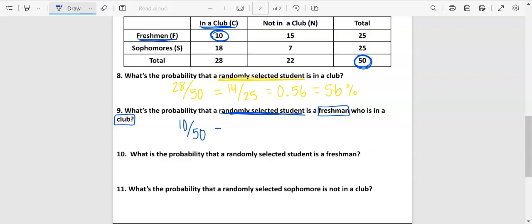Again, for your final answer, make sure we either simplify this fraction to be 1/5 or create it as a decimal, which would be 0.2. And then remember, to get to a percent, we take our decimal and we multiply it by 100, and that gives us our 20%.